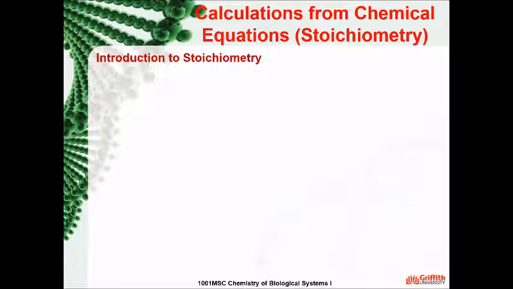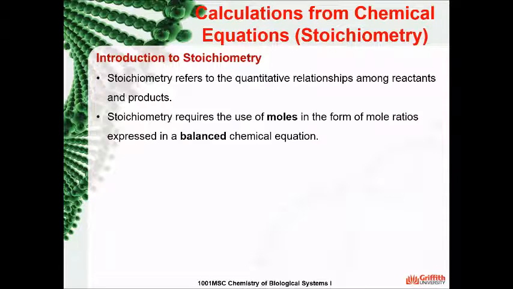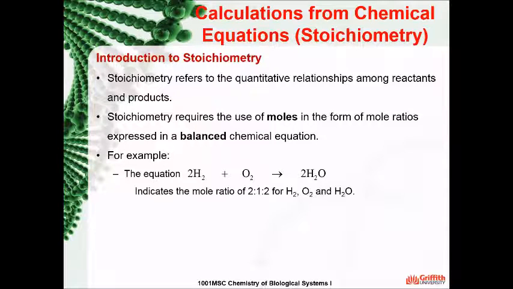This introduction leads to the definition of stoichiometry, which refers to the quantitative relationship between reactants and products. Solving problems in stoichiometry requires the use of moles in the form of mole ratios expressed in a balanced chemical equation. For example, to make water we need the following chemical reaction. 2H2 plus O2 gives 2H2O. The ratio is 2 is to 1 is to 2.